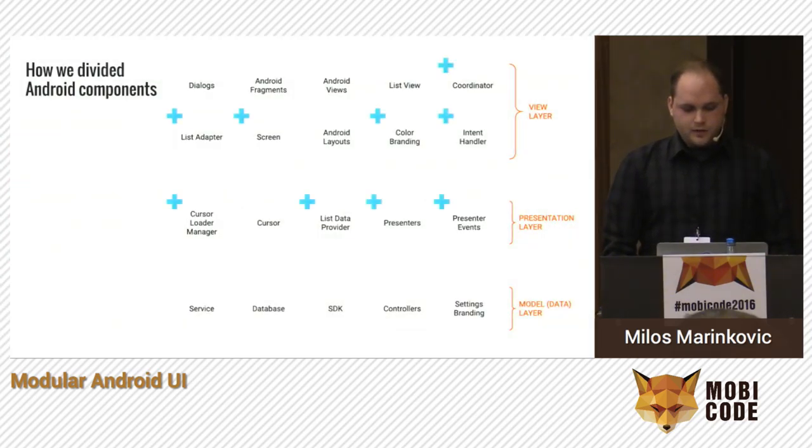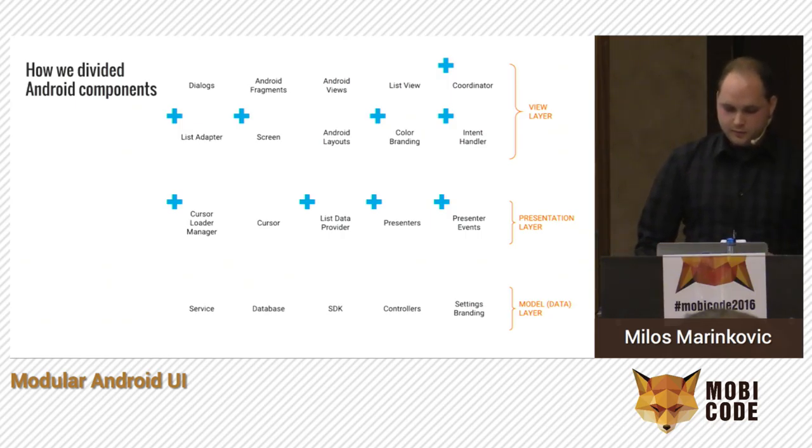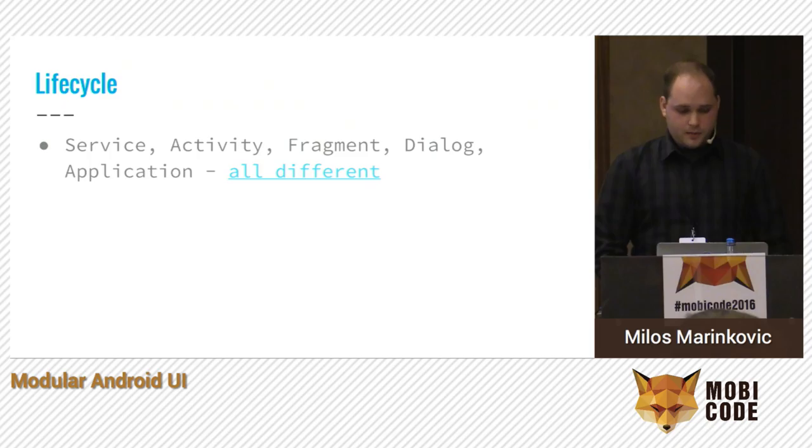So the components for Android, this is how we divided them. The ones marked with a plus are the new components we invented and included in this framework. I'll talk about those in a bit. If you take a look at the slides later, this will be very clear.